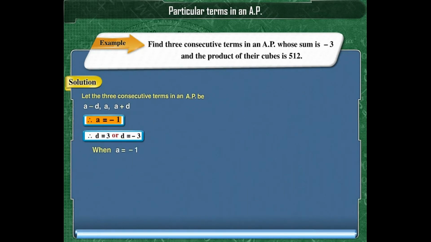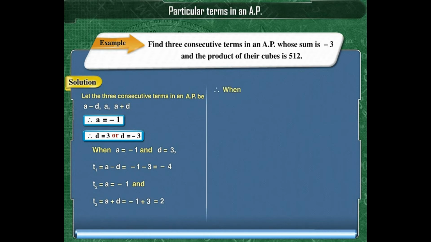When A is minus 1 and D is 3, we get T1 is A minus D is minus 4. T2 is A is minus 1 and T3 is A plus D is 2. Therefore, when A is minus 1 and D is 3, the three consecutive terms are minus 4, minus 1 and 2.